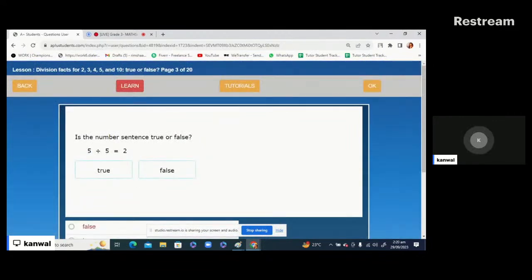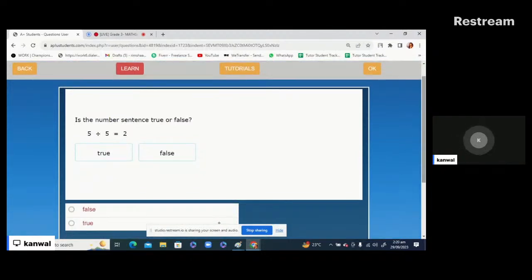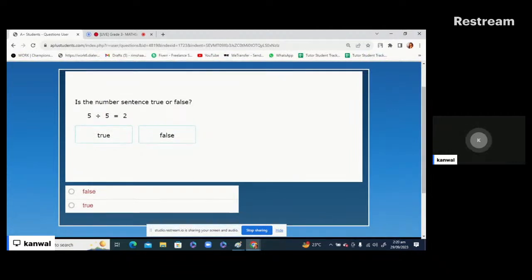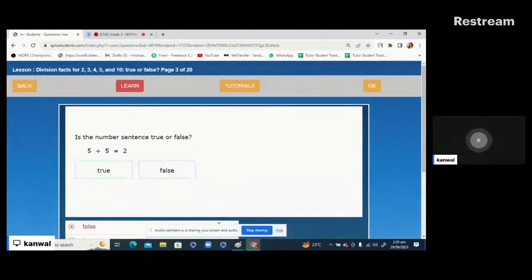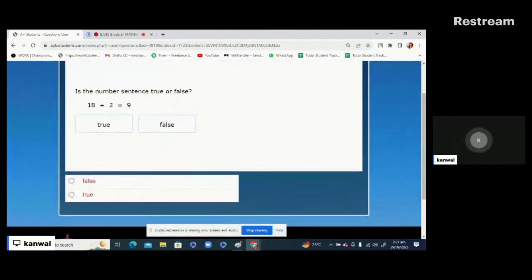Okay, let's divide 5 divided by 5 is equal to 2. Is that a right statement? No, this is wrong because 5 times 1 is 5, because when you divide 5 over 5 then you get the answer 1. But here they wrote the answer 2, so this is a false statement. So we just click on false. Is this number sentence true or false? Yeah, good, it's false.